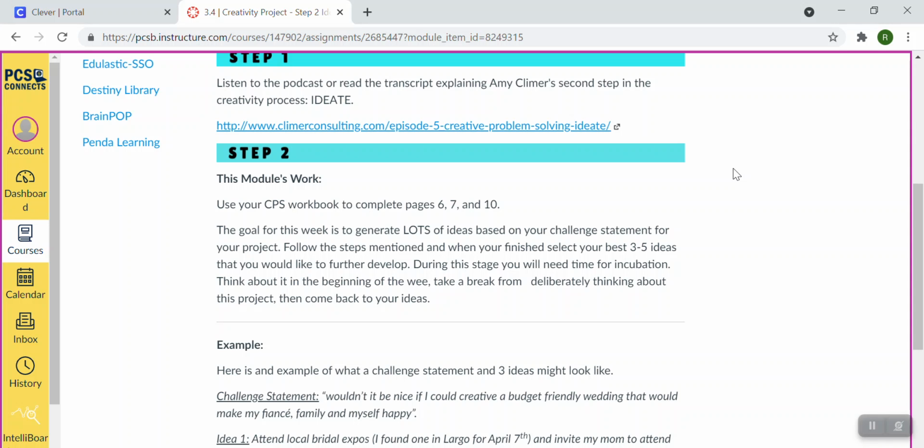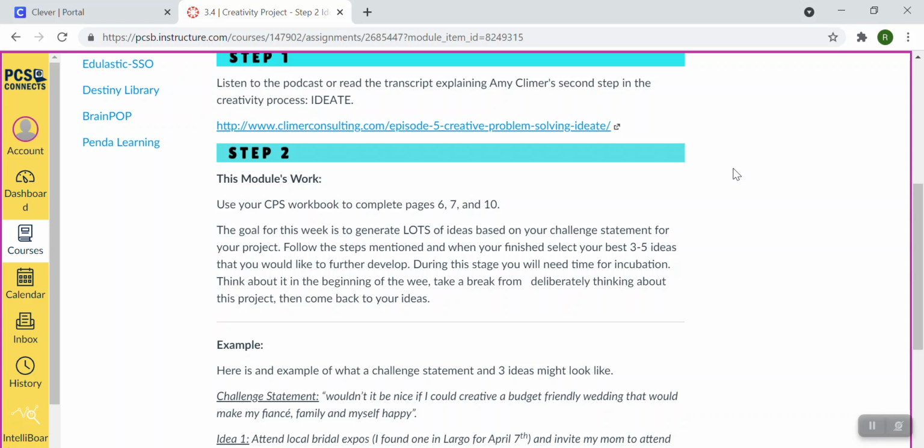First, we listed ideas. We kind of broke down our ideas of ones we thought were most interesting to us for a creative pursuit. But now, based on your challenge statement, you're going to develop some ideas, which is why I told you in Module 2, make sure your challenge statement is kind of general, because you don't want it so specific that you can't break that down into more ideas.